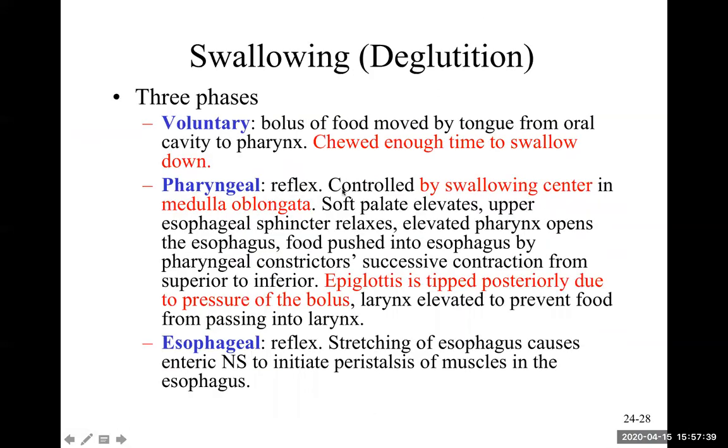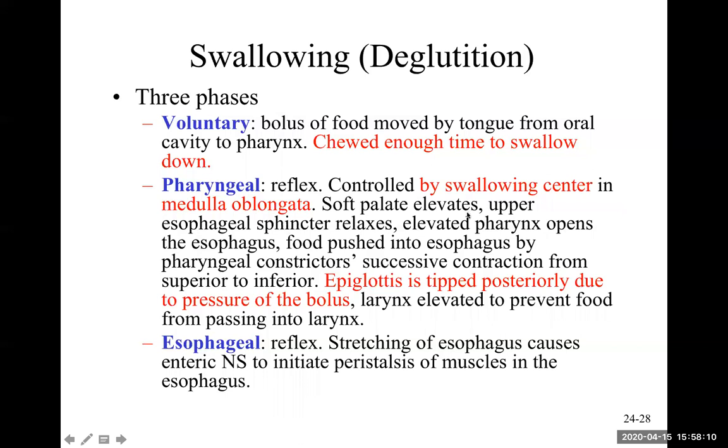Next, we're going to talk about chewing. There are 3 phases: voluntary, pharyngeal, and then esophageal. In the voluntary phase, you decide when you've chewed enough and now it's time to swallow, right? It's not a reflex. You decide when you've had enough chewing, and then when to start the swallowing process.